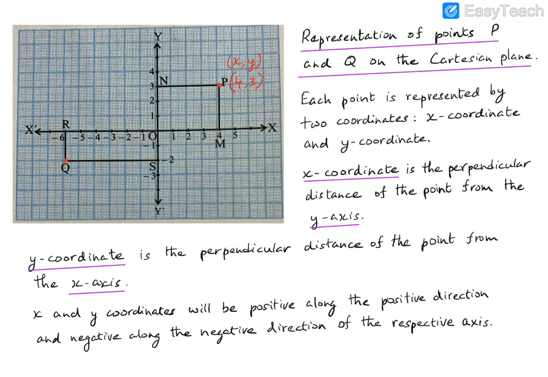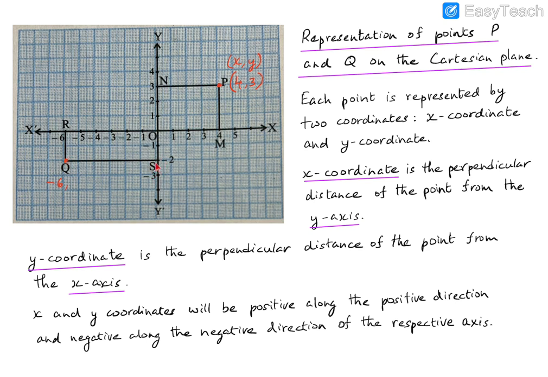So we'll write the point Q as having an x coordinate of -6, and the corresponding y coordinate for the point Q is when we extend a line from the point Q to the y-axis, perpendicular to the y-axis, and see where it meets the y-axis.